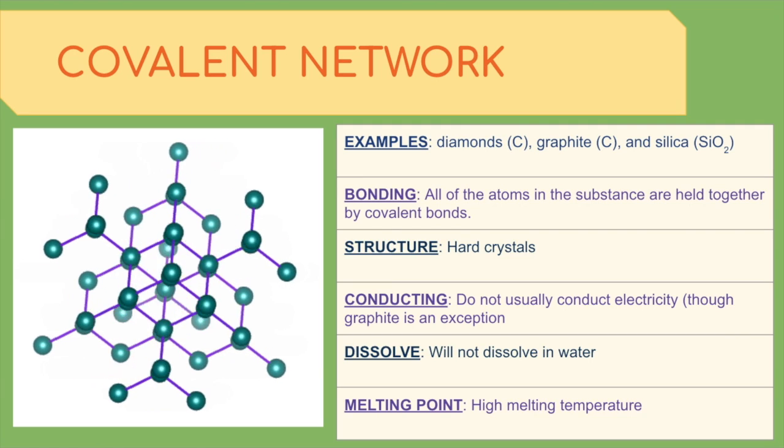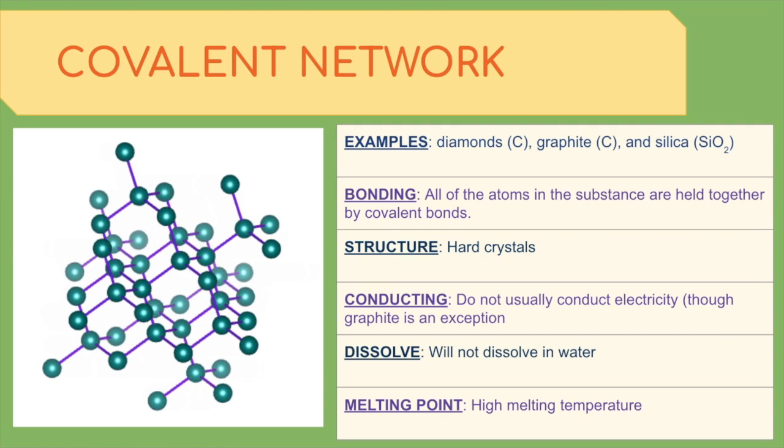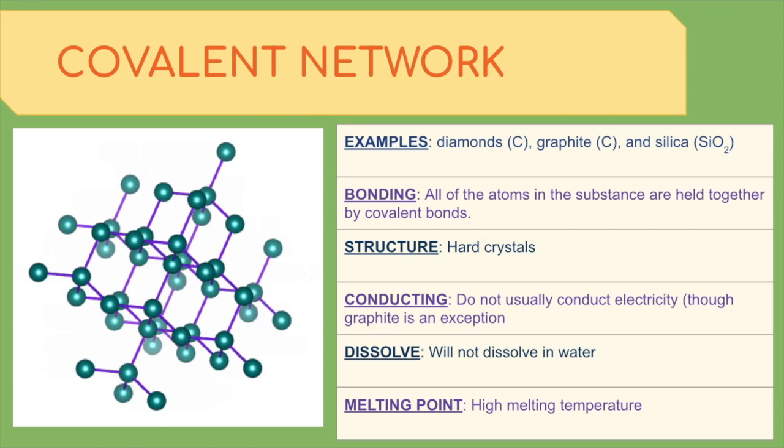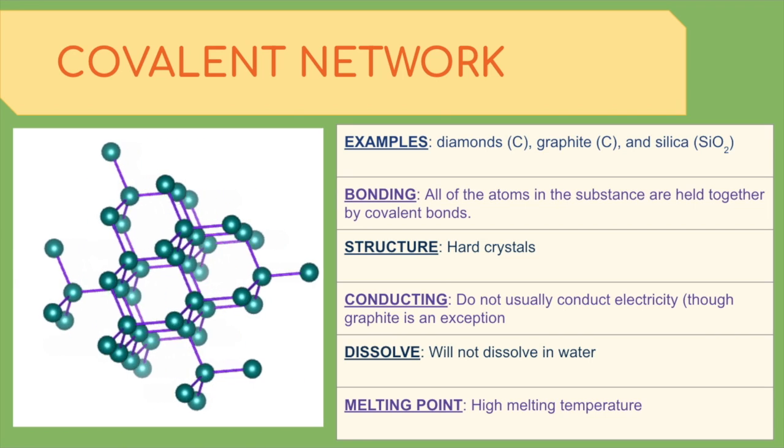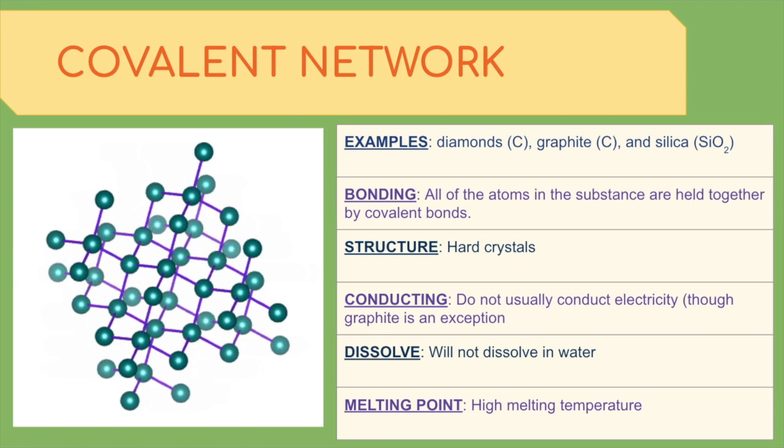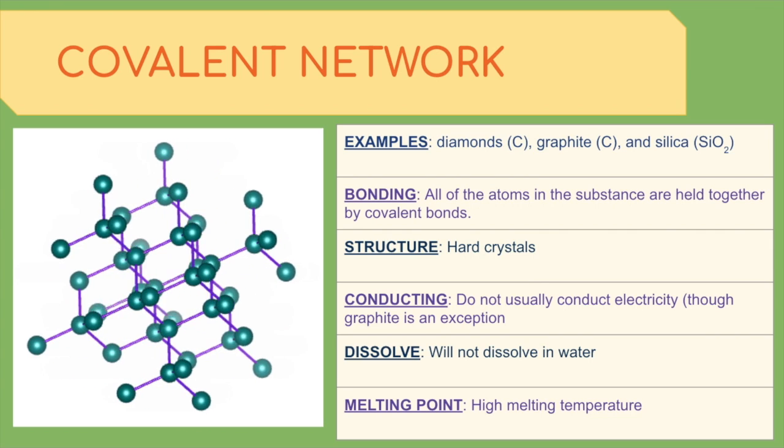I'm going to be going over activity 4.7 with you guys, talking about the different types of bonds that we see and then also their physical properties. So the first is a covalent network. And so here you see the image.